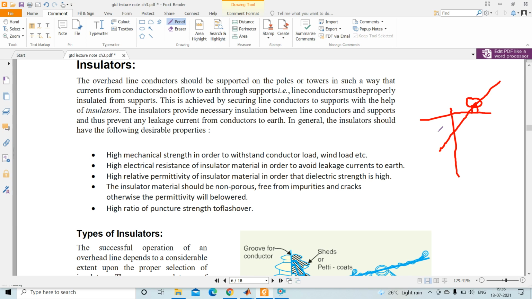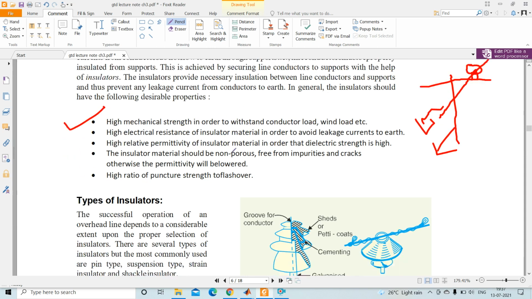Okay, so this is known as an insulator. The insulator provides necessary insulation between the line conductor and support. This is the support and this is the conductor. So the insulator provides necessary insulation between the line conductor and support, and thus prevents any leakage current from conductor to earth.